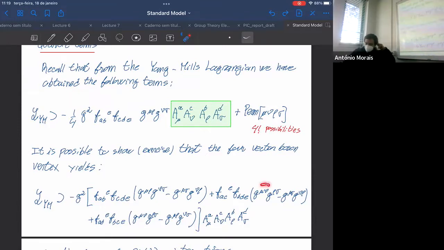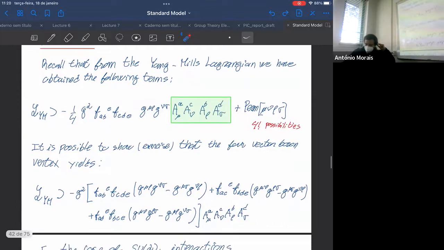In this case, the 4 vector bosons were these A's, so you can write this. These F's are the structure constants. Here I'm using the Einstein summation convention with up and down indices. As I said, these are adjoint indices, so there is no problem in putting them up and down, because there is no meaning associated to the fundamental or anti-fundamental or something like that. So we are free to do that.